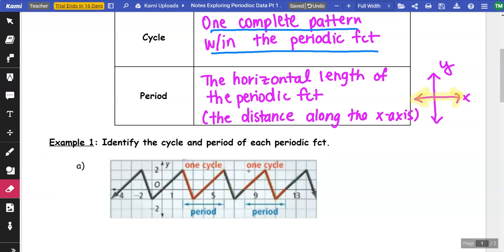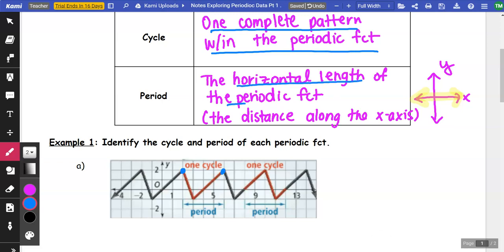Now we need to identify what the period is of this periodic function. What you want to do is pick one cycle. I'm going to start with this cycle here, where I start with a y value of 2, come down here, and come back up to 2. My period is the horizontal length of the periodic function, so what I need to look at are the x values of these points. This point starts at the x value of 2, and this point starts at the x value of 6.